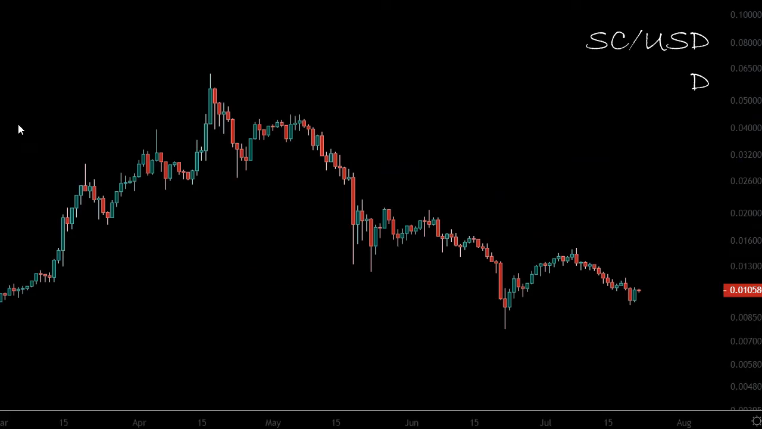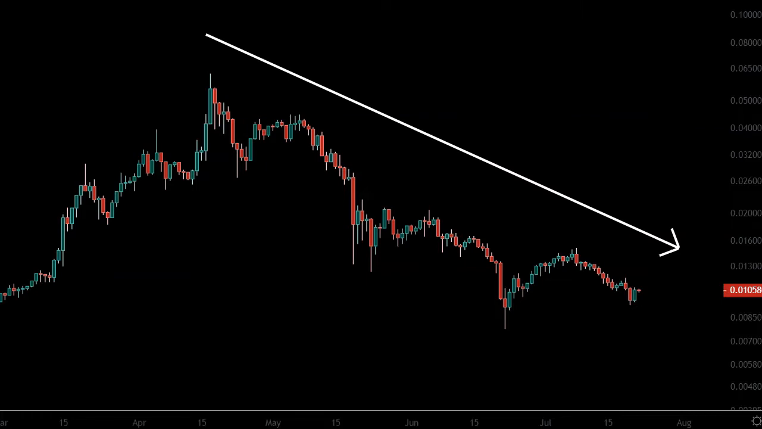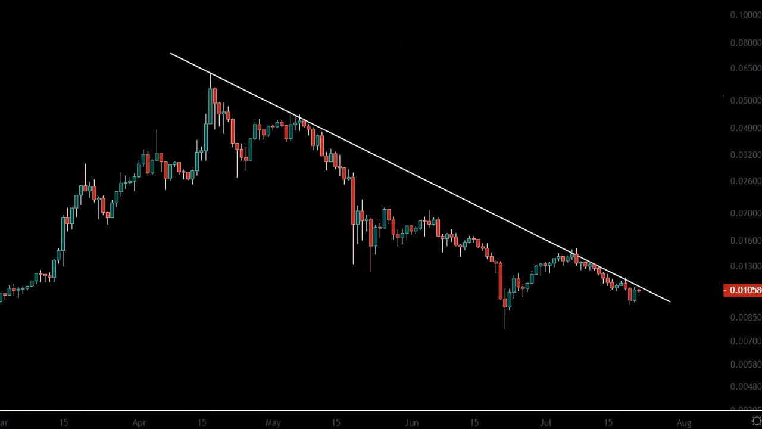Siacoin versus dollar daily chart, as we already said. What do you see on this chart? Well, I think we are seeing the same thing. Pretty straightforward downtrend. How do we know? Well, why don't we just draw that trend line that will divide everything? Something like this, in my mind, would be a pretty viable solution.